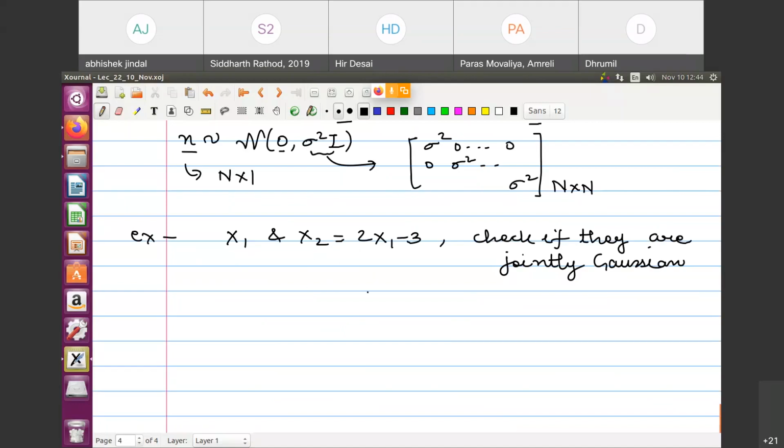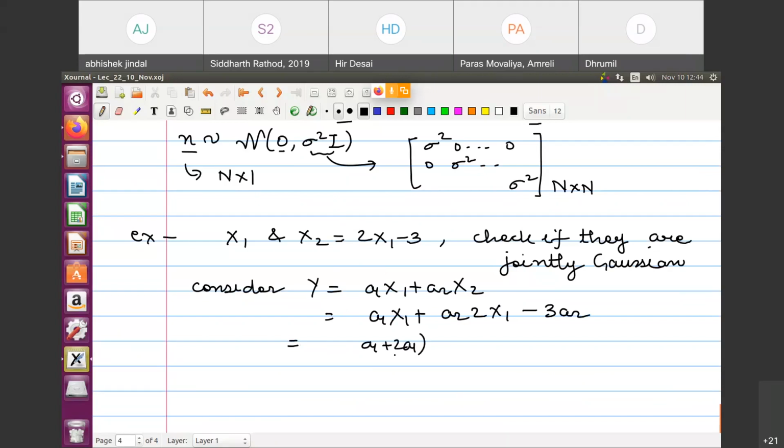So for it, the standard check is that you will consider their arbitrary combination, which is, let us say, a1 x1 plus a2 x2, where a1 and a2 are arbitrary. They can be either positive or negative, but they have to be scalars and fixed numbers. So you will obtain a1 x1 plus a2 times (twice of x1 minus thrice). So this will lead to (a1 plus twice of a2) into x1 minus thrice of a2.